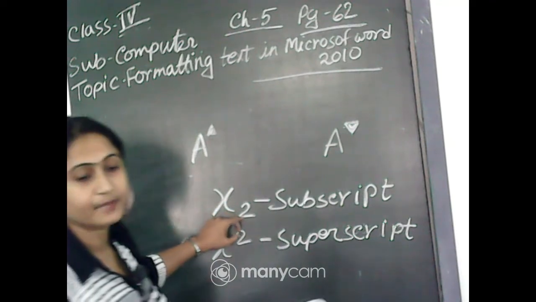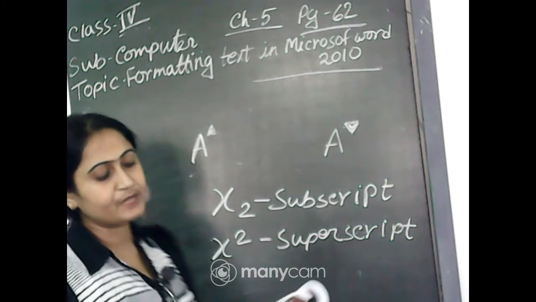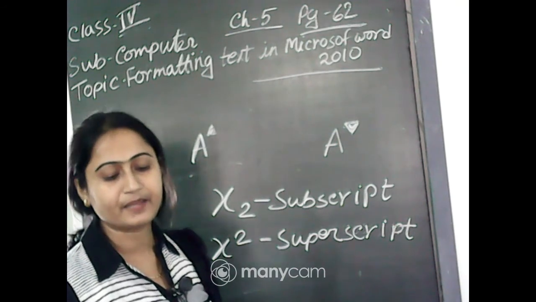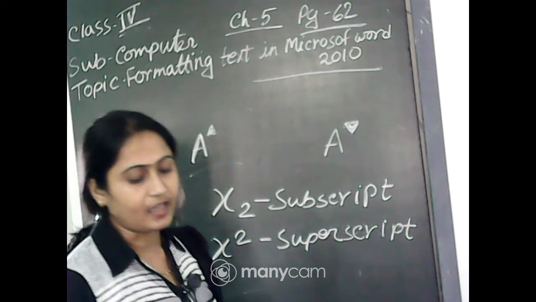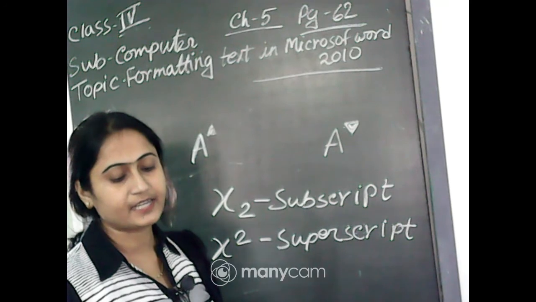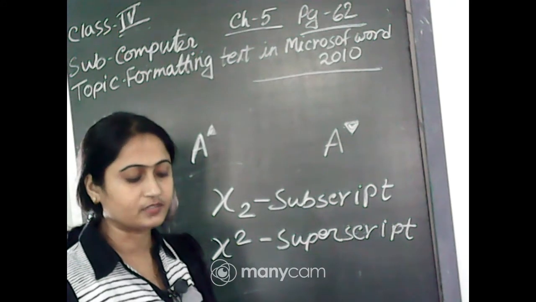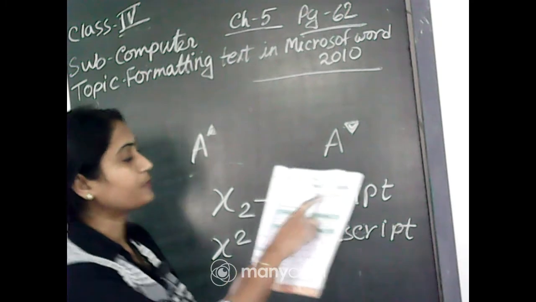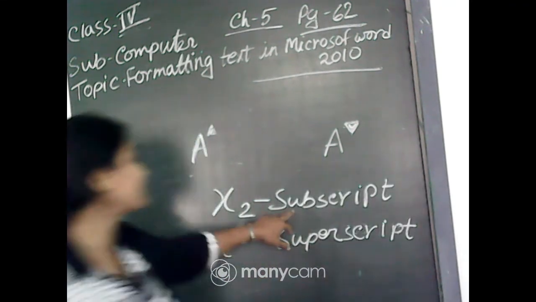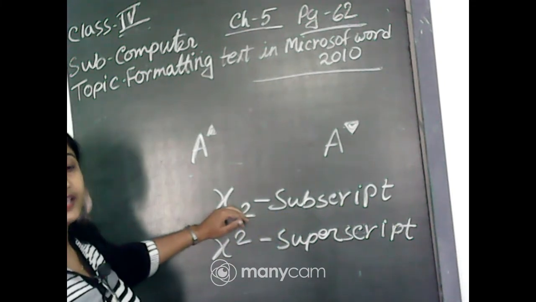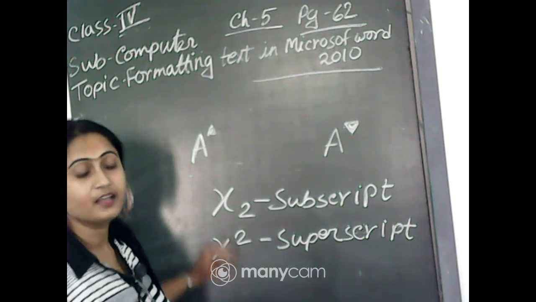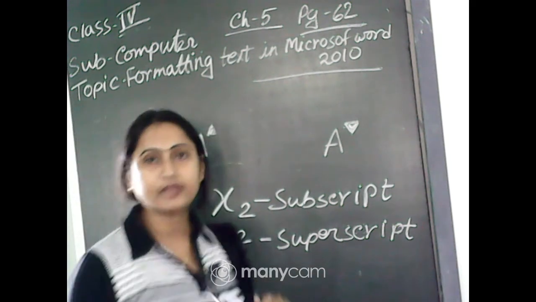If you want to type a number or letter below the line of the text, that is subscript, while superscript helps you to type very small letters just above the line of the text. We just need to select the letter and apply this effect by clicking on it. The subscript and superscript options are available here. If you want subscript, click this one, and if you want superscript, click over here, after selecting the character or text.